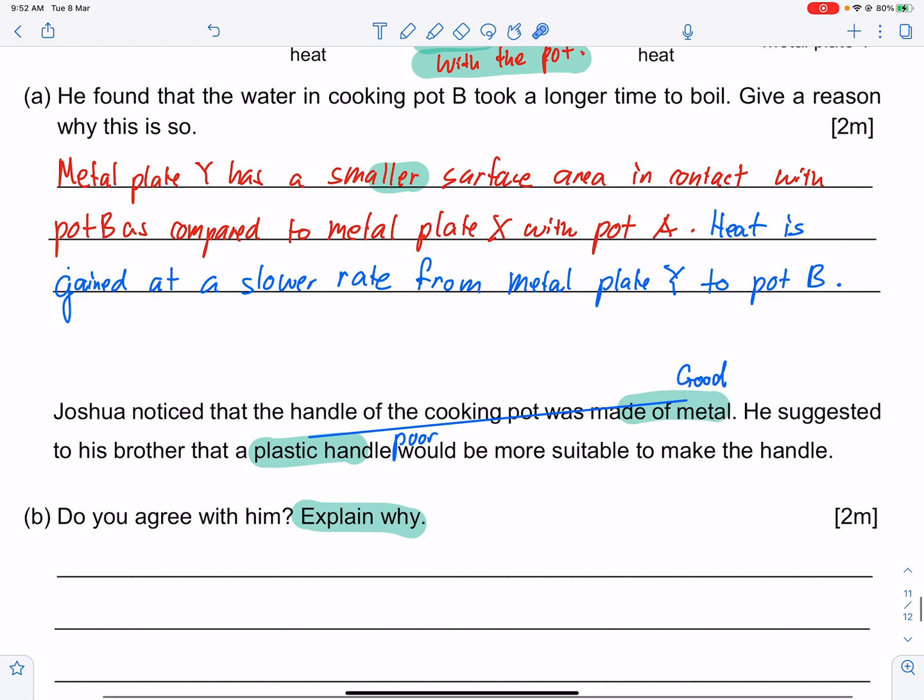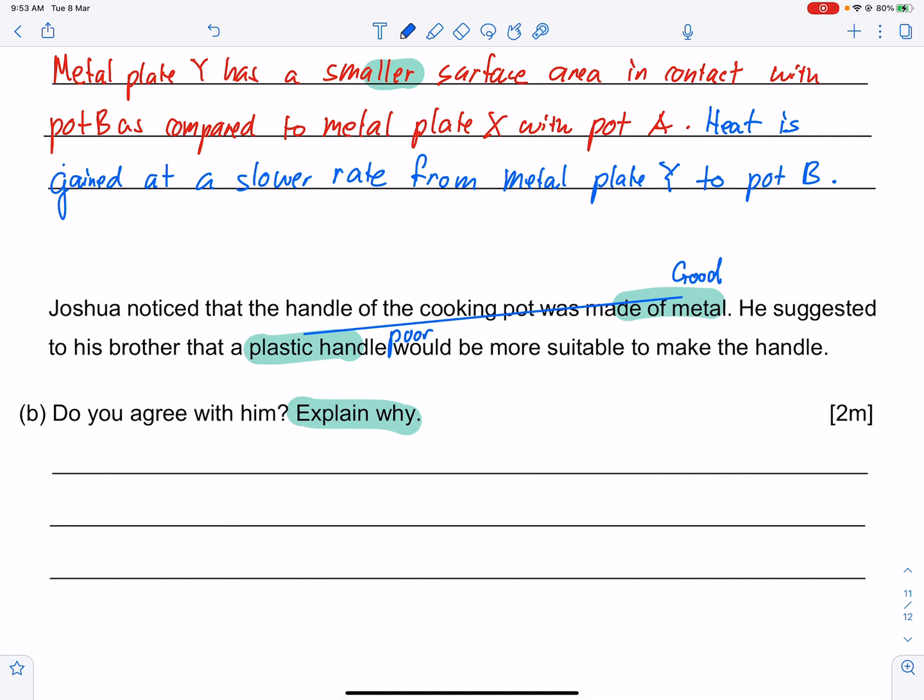Okay? So how would I translate the first part? So let me explain the first part first. So first part is a comparison, right? So I would say the plastic handle, or rather I should use plastic. Sorry, change that. I think better to just say plastic is a poorer conductor of heat as compared to metal. So this is the first point. Now, then after that, you must tell me, so what?